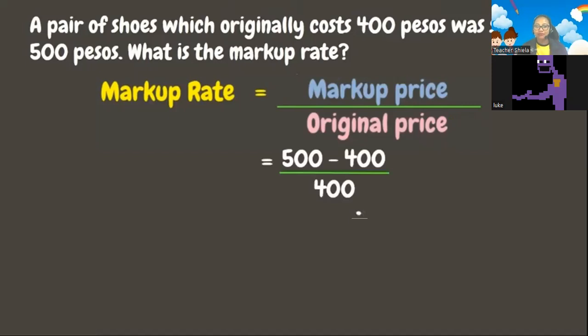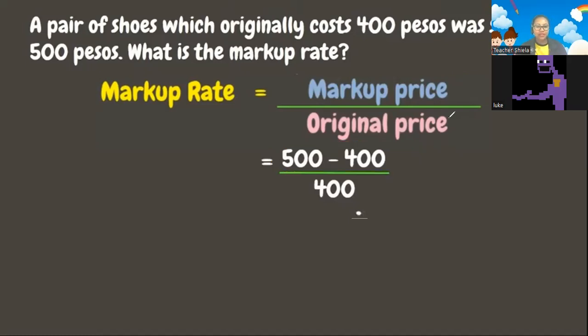So 500. Actually, you have to subtract first: 500 minus 400. Why do you think we have to subtract 500 minus 400? Remember, we are only looking for the markup. Yes, but why do we have to subtract it? You said it should be 100 divided by 400.